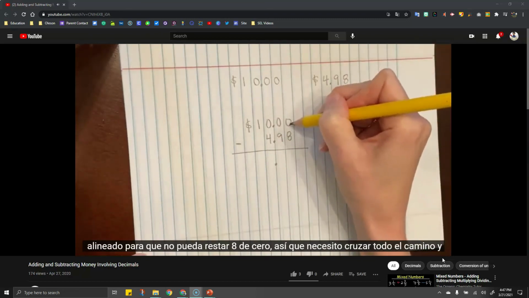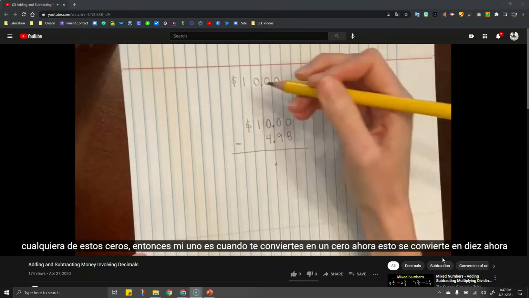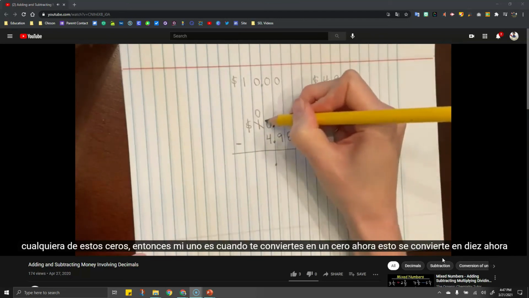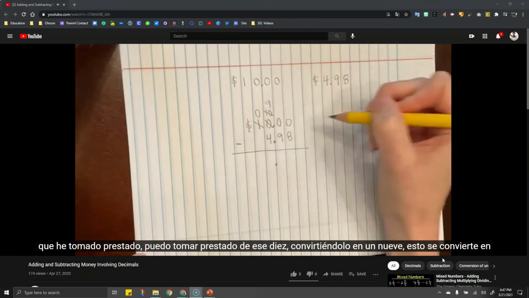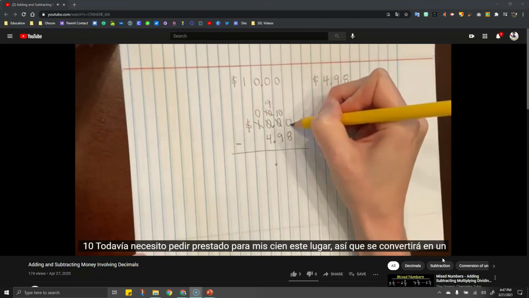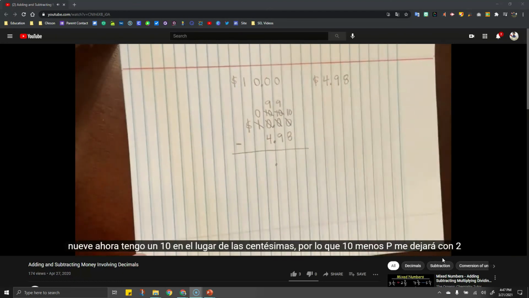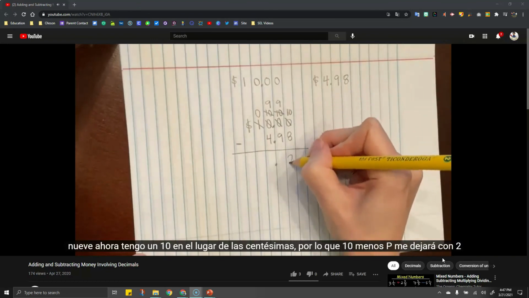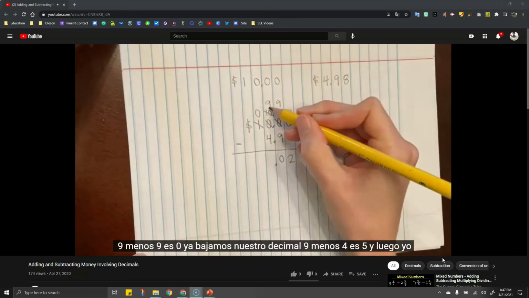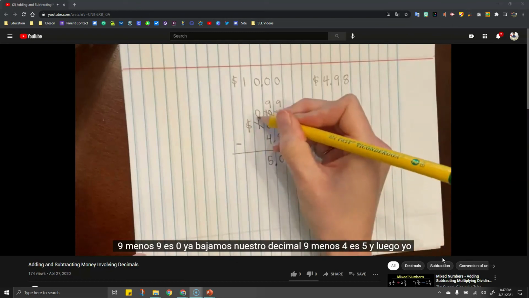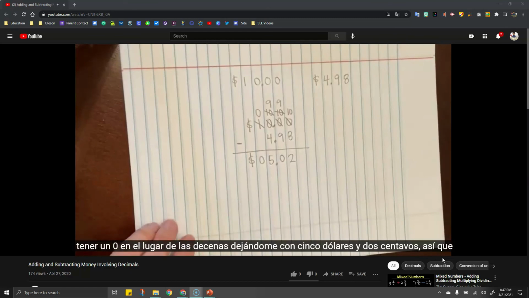So I can't subtract 8 from 0, so I need to go all the way across and borrow from the 1 because I can't borrow from any of these zeros. So my 1 is going to become a 0. Now this becomes 10. Now that I've borrowed, I can borrow from that 10, making it a 9. This becomes 10. I still need to borrow for my hundredths place, so that's going to become a 9. Now I have a 10 in the hundredths place. So 10 minus 8 will leave me with 2. 9 minus 9 is 0. We already dropped down our decimal. 9 minus 4 is 5. And then I have a 0 in the tens place, leaving me with $5.02.